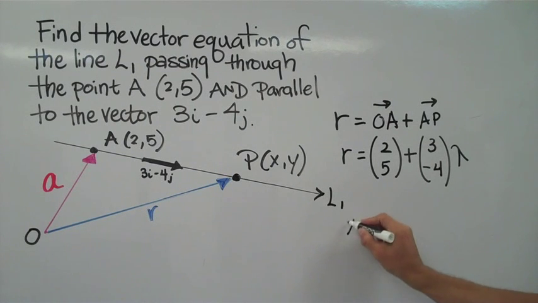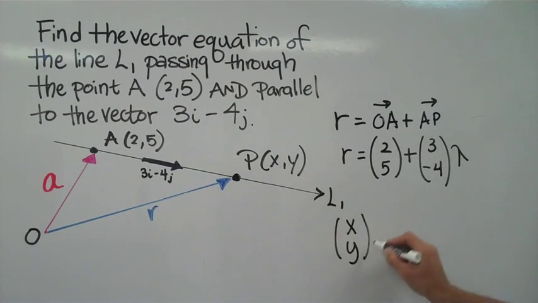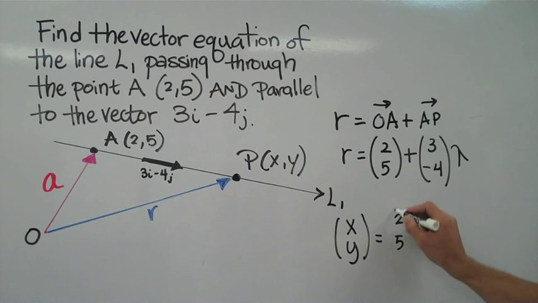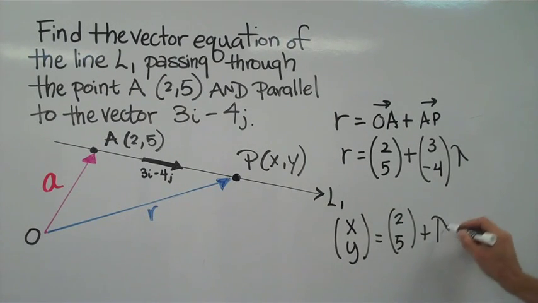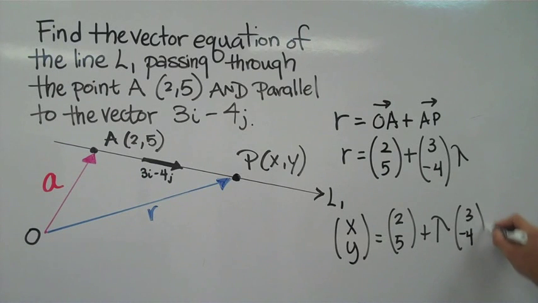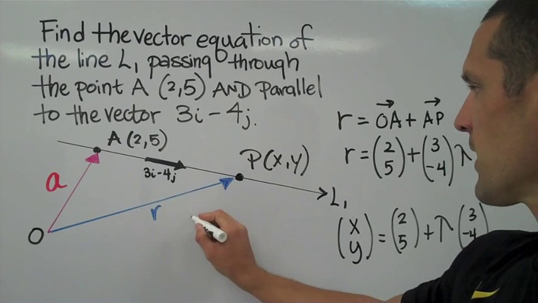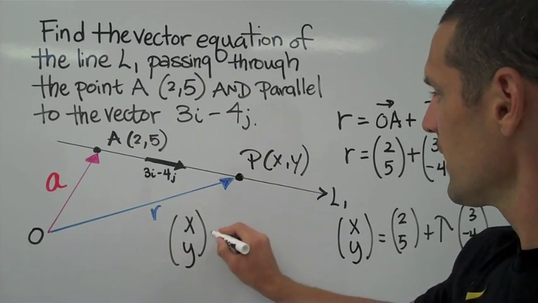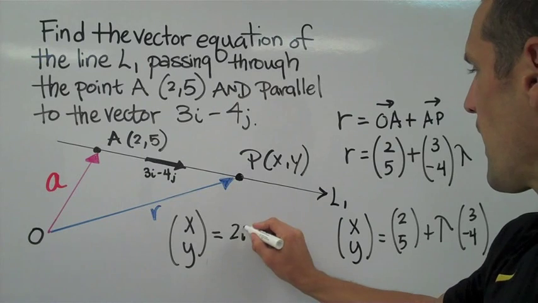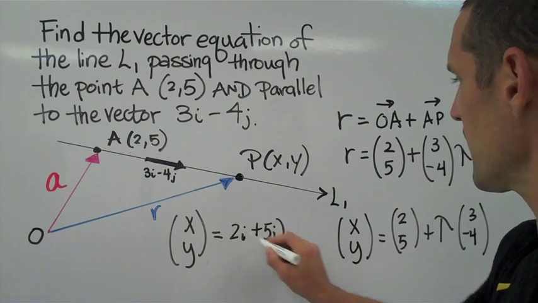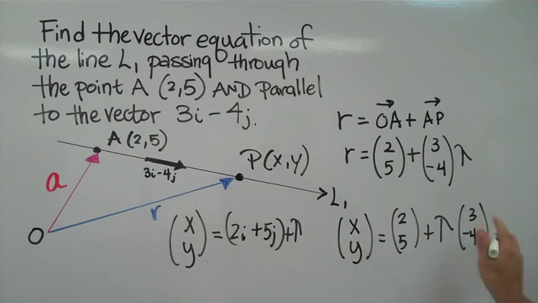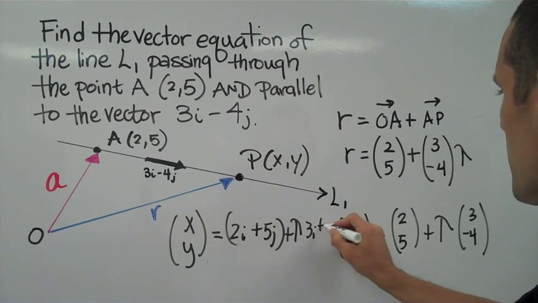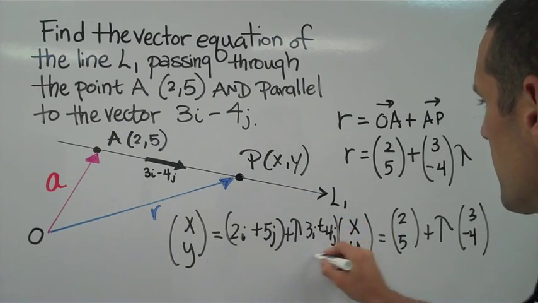Well, sometimes you see this written as x comma y is equal to 2, 5 plus lambda times 3, negative 4. Alternatively, you may see something like this. We could also write this as x, y is equal to 2i plus 5j plus lambda times 3i plus a negative 4j.